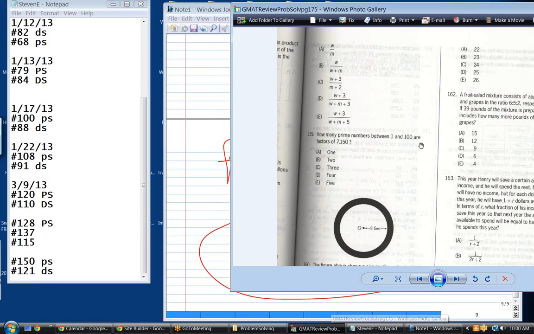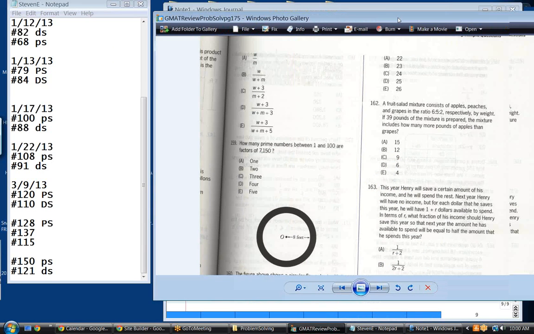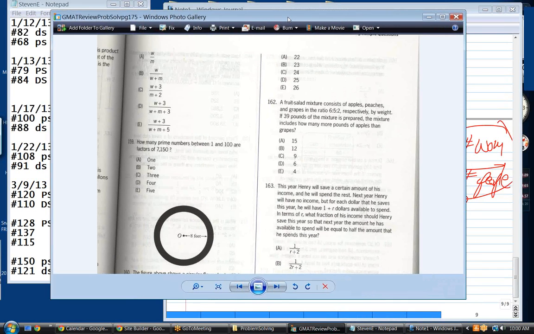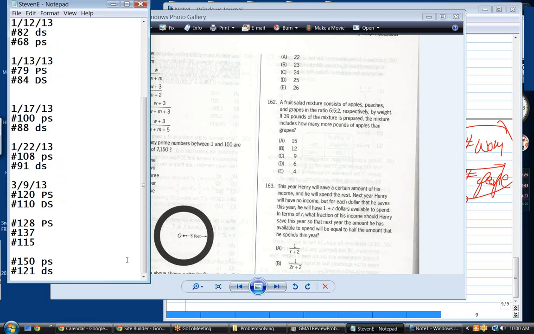Do we want to jump into data sufficiency? Yeah, sure. Let's see. We got through 158. I'm going to grab some water. Is that all right, Dave? Sure. I'll be right back.